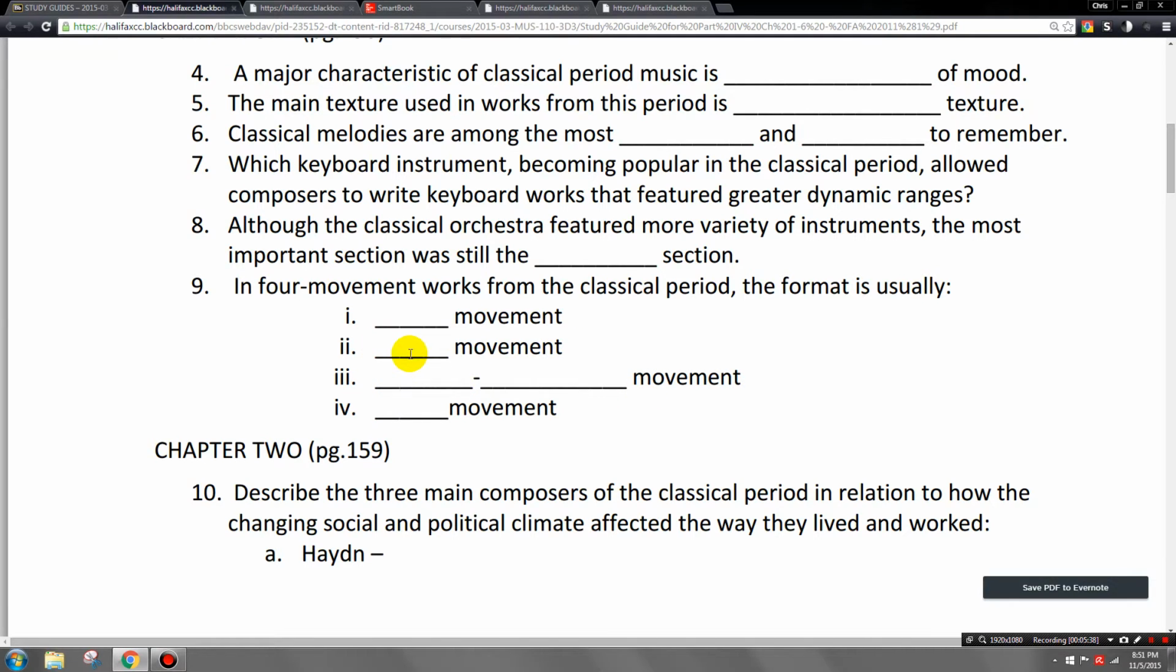Second movement could be really anything. You could even use sonata allegro form, or you could use something like theme and variation, but it usually is your slow, sweet, lyrical one. Second movement also is usually the one that's not in the home key of the piece.